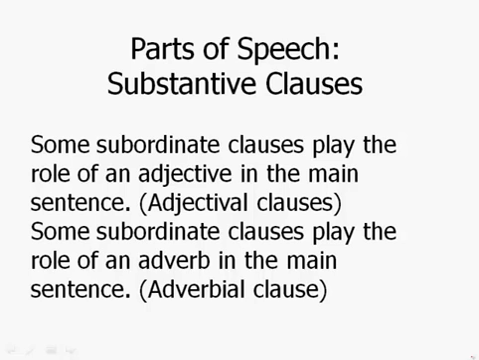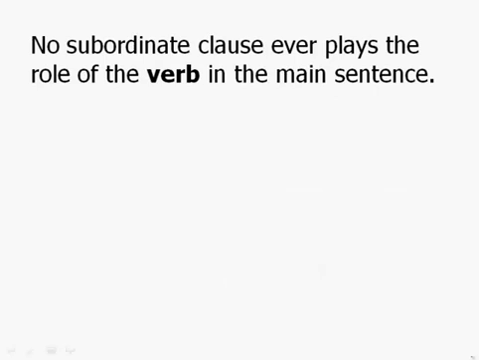So what we're going to be talking about in this particular module is more of a special case. First thing I'll point out is that no subordinate clause can ever play the role of a verb in the main sentence. Verbs are pretty special. Things can play noun roles, things can play adjective or adverb roles. Nothing can play a verb role other than a verb. So that's important to appreciate.